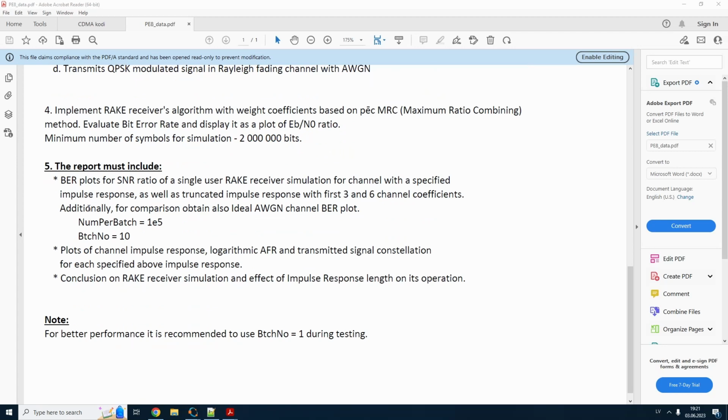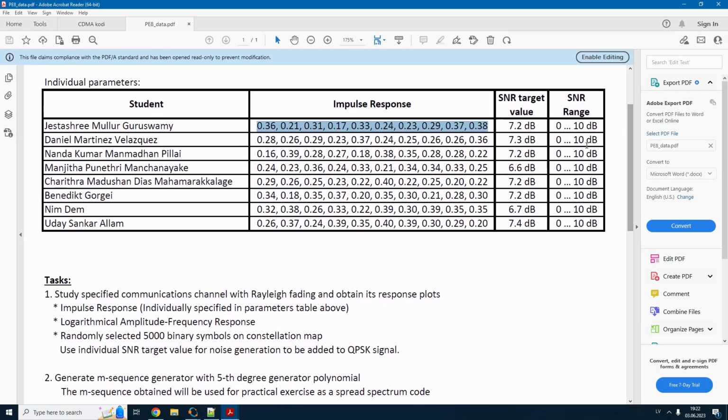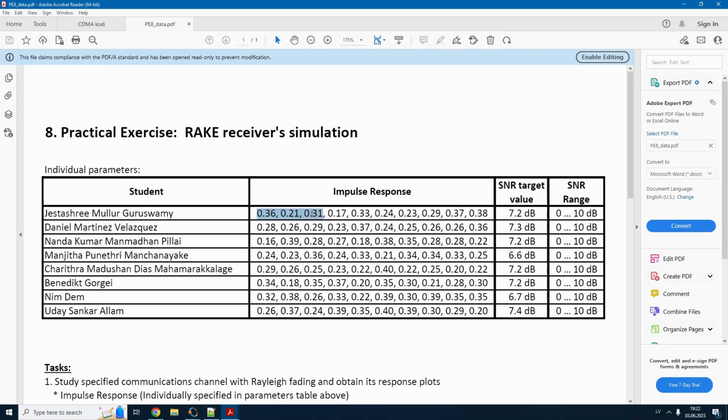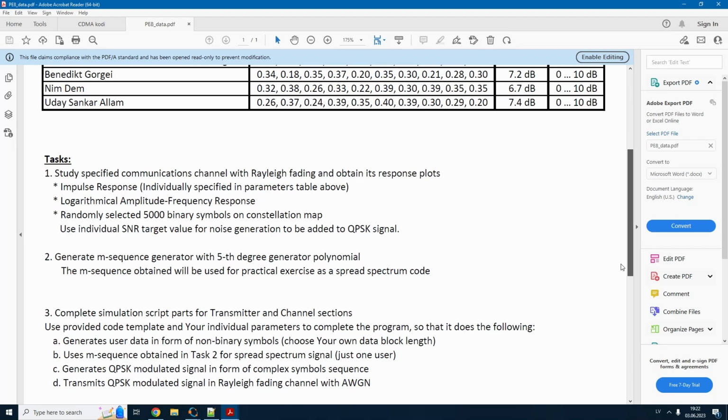This is the list of what you need to include in your report. Mainly these are plots for the channel impulse response, logarithmic amplitude frequency response, and transmitted signal constellation for each specified impulse response. So we will have 3 types of impulse response. This, which is originally given to you with 10 samples. Then we are going to make a shorter version with 6 samples, and an even shorter one with 3 samples out of this initial. So 3 samples of impulse response, that would be this impulse response. 6 samples, accordingly this one. And finally the full impulse response also has a version.